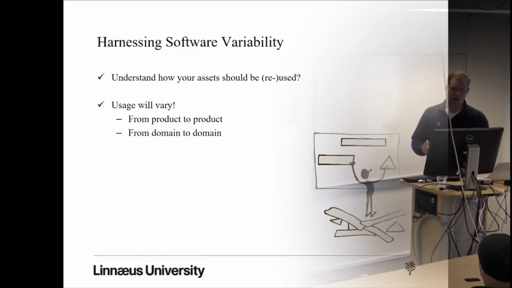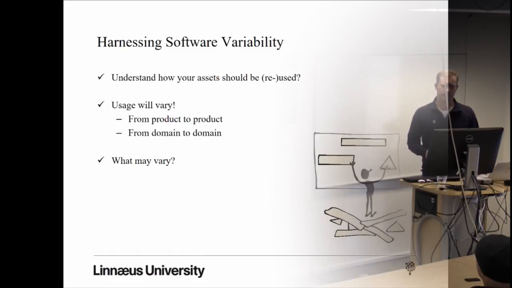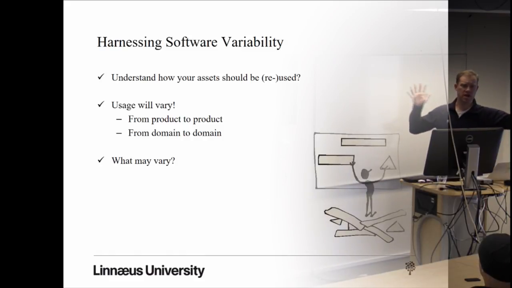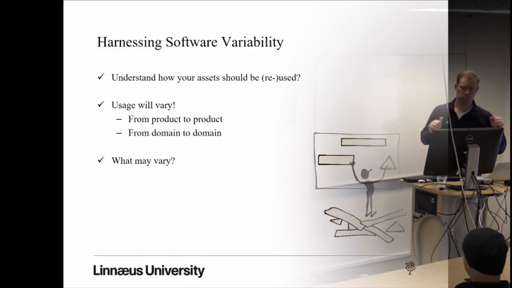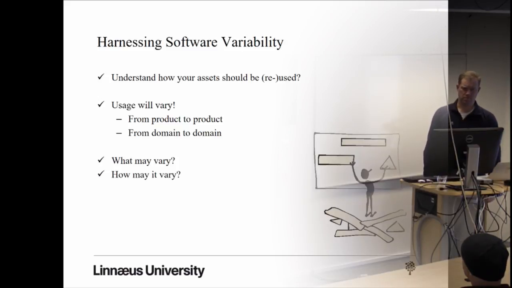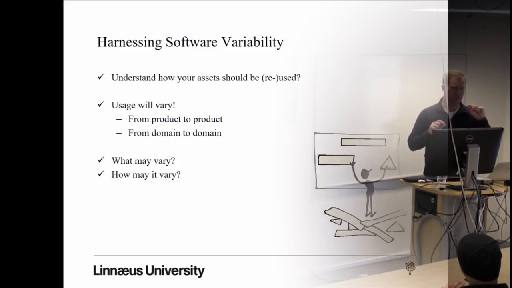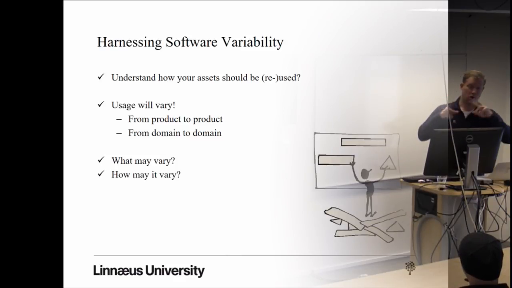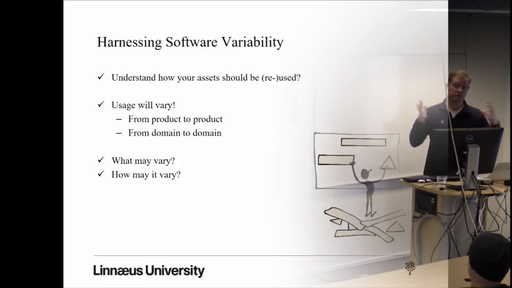But if you want to harness the variability, you must understand: what can vary? We have a range of products. What can vary within this range? How can it vary? Are all possible combinations allowed? You know, if you have variations, you will have combinations. Can all variants be combined into something that is complete? Probably not. So you need some kind of restrictions on what's a correct configuration.